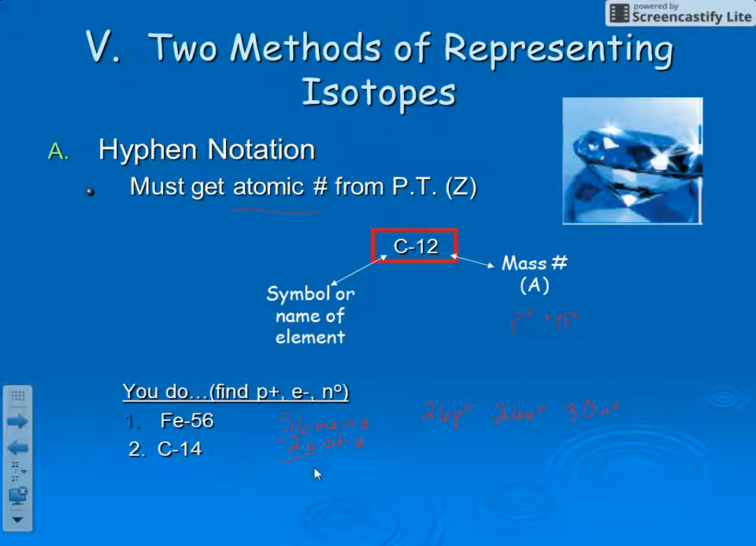For carbon-14, carbon's atomic number is 6. So it has 6 protons. I have a typo here, right here. It should be 26 electrons, class, sorry. I just saw that. All right, 6 protons for carbon-14. The electrons are going to be 6 electrons as well because it's an atom. And now to get your neutrons, you're going to say 14 minus 6, and that's going to give you 8 neutrons. That's the hyphen notation.